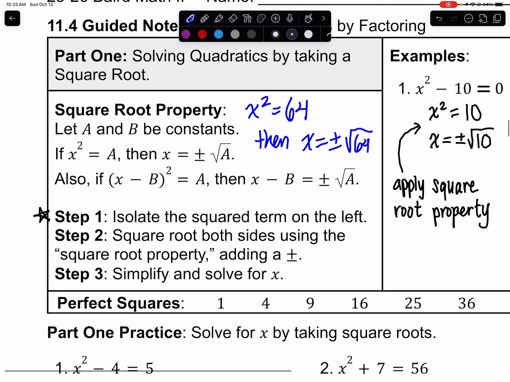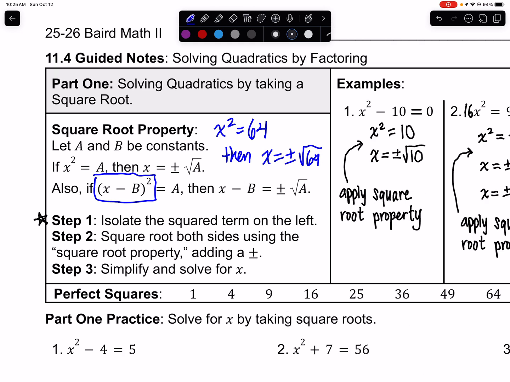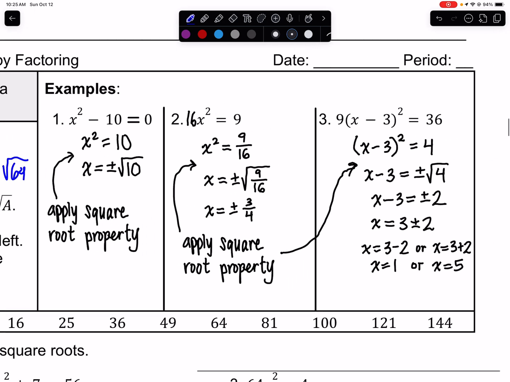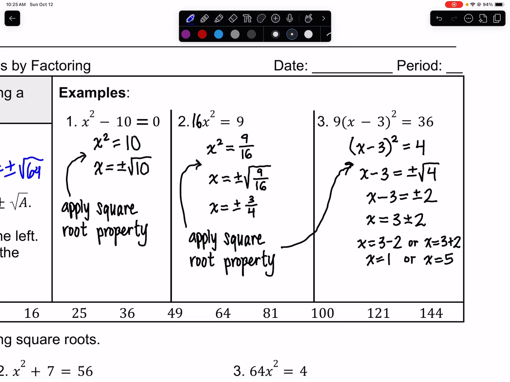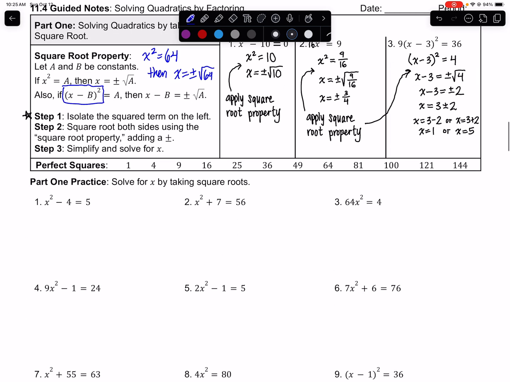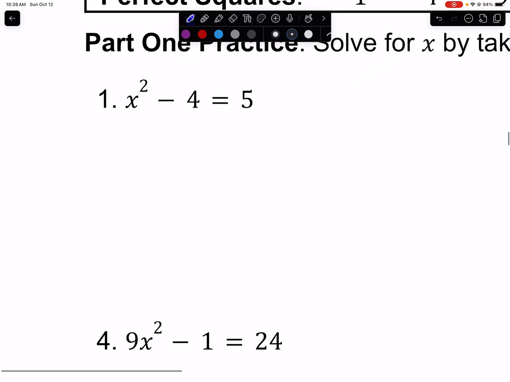And so the main steps for this is to isolate the squared term. Normally that's x squared. It could be something like this squared. Isolate that, square root both sides, adding the plus or minus, and then just simplify the square root and solve for x. Okay, so I've done some examples over here for you. Feel free to look at those on your time. Let's just take a look at the odd problems together.